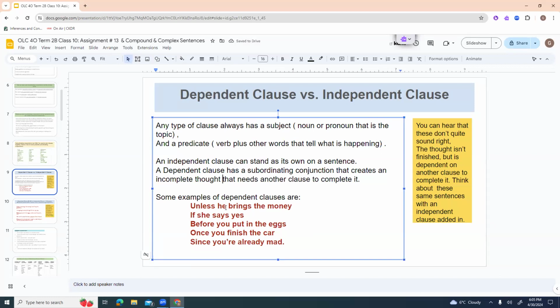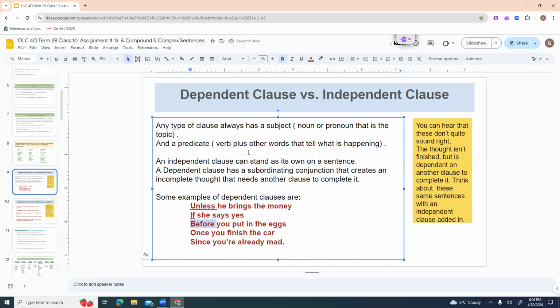Now, these don't have to be at the beginning of the sentence, but you can see here's the subordinating conjunction: unless he brings the money. This sentence shows a condition, but we haven't told what the original statement is. Like, I can't pay the bills unless he brings the money, or I can't go to the movies unless he brings the money. I don't know if she says yes. So that's another subordinating conjunction.